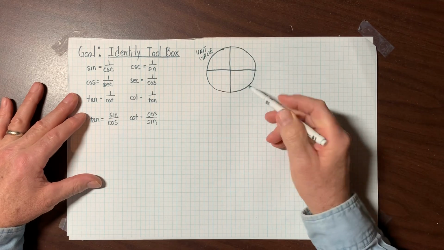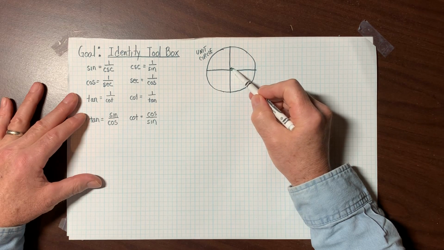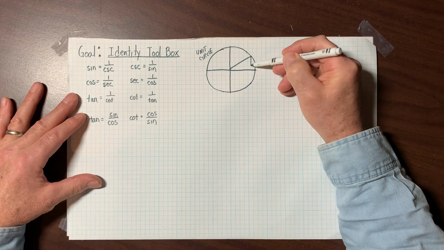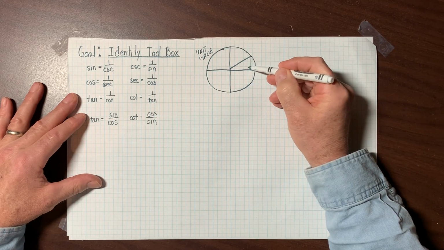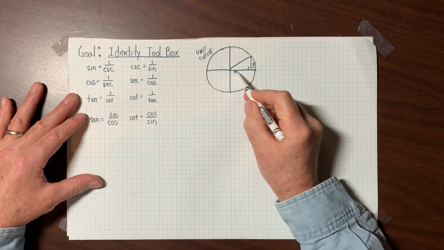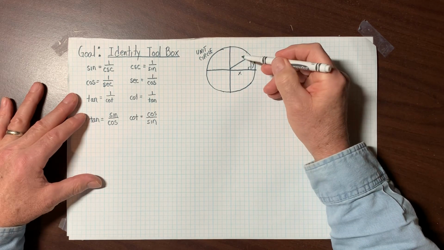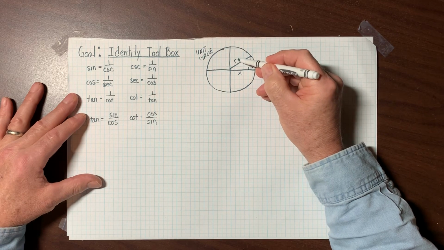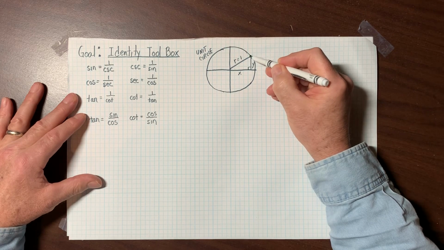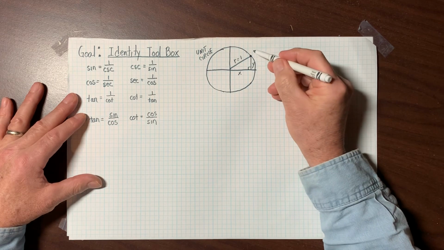You're very familiar with this schematic here. I'm going to put an angle here. I'm going to drop an altitude, and I'm going to call this vertical leg Y, and this horizontal leg of the right triangle X. And then we know that the radius here is 1. We learned that this point right here on the unit circle has coordinates X, Y.